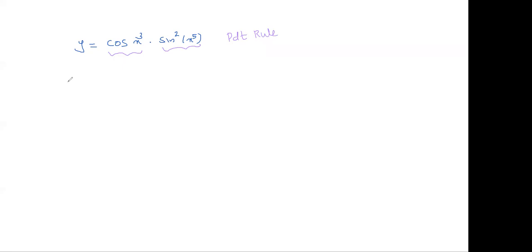so y dash is equal to derivative of first. मैंने बोला ये product rule can be extended to any number of terms. So only thing is you have to find the derivative of one term in every step. So derivative of cos x cube into second term, which is sine square x to the power 5, plus first term cos x cube into derivative of second term, derivative of sine square x to the power 5.